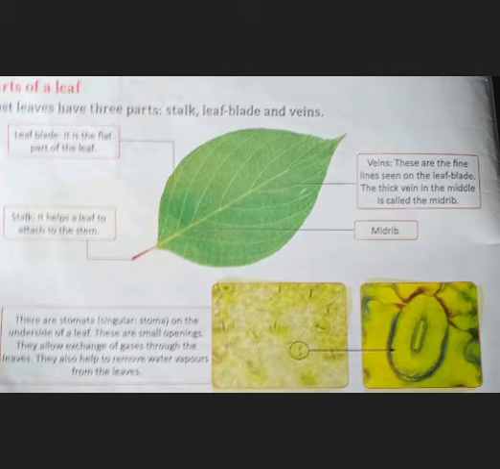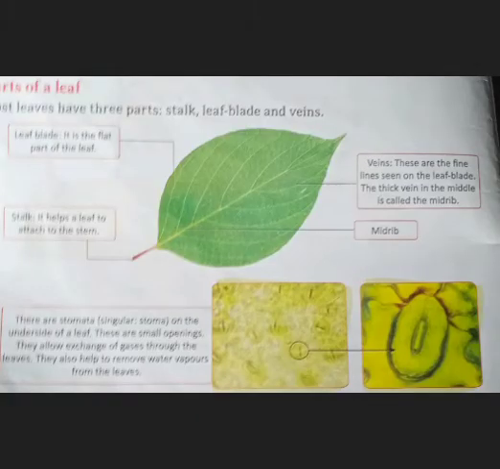Now, let's try. How do plants use food? Plants use the prepared food, that is glucose, in the following ways. To grow, the prepared food is used to grow and to produce flowers, fruits and more leaves.